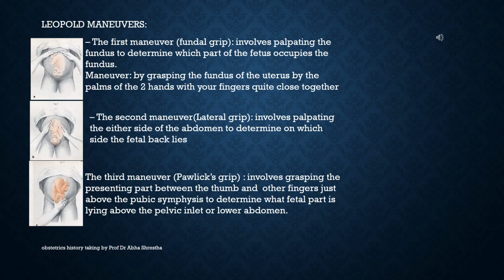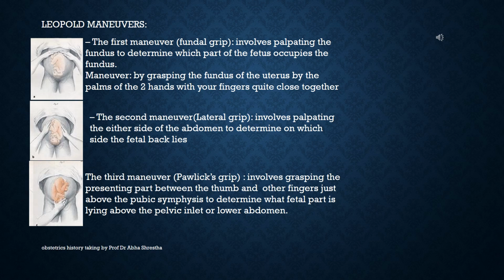Now the Leopold's maneuver. The first maneuver is also known as the fundal grip. This involves palpating the fundus to determine which part of the fetus occupies the fundus. It is done by grasping the fundus of the uterus with the palms of the two hands with our fingers quite close together. This gives us an idea whether it is a longitudinal lie or a transverse lie.